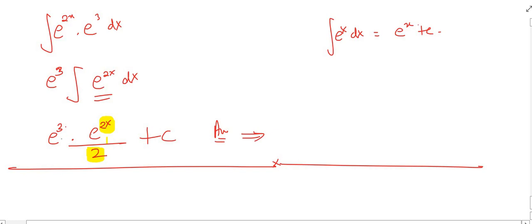Or if you want, you can combine these two. ये दोनों combine हो जाएंगे. e raised to power 2x plus 3 by 2 plus c. This is your answer.